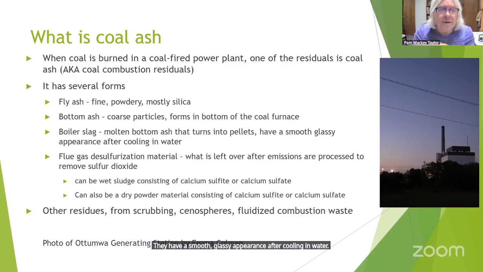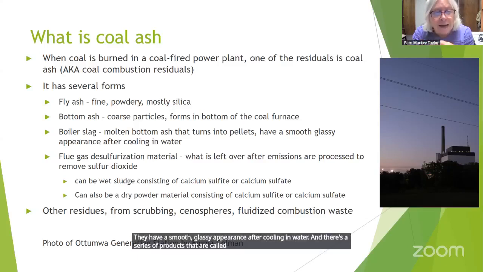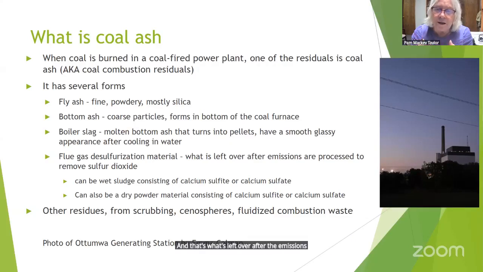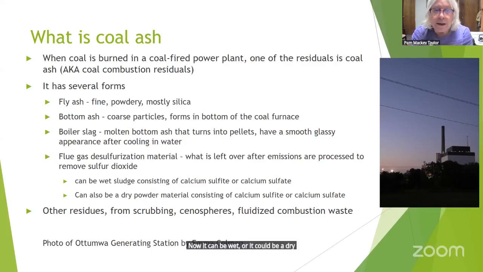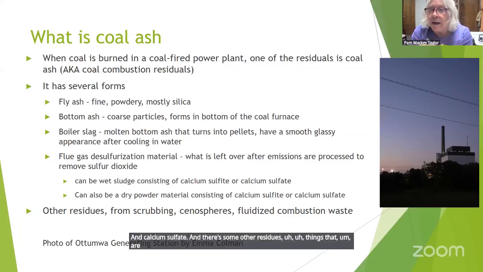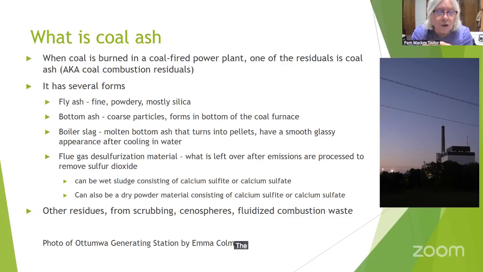And then there's a series of products that are called flue gas desulfurization material. That's what's left over after the emissions are processed to remove sulfur dioxide. Now, it can be wet or it could be a dry powder, but it's calcium sulfite and calcium sulfate. And then there's some other residues, things that are pulled out of the air emissions after scrubbing: cenospheres, which are a spherical substance, or fluidized combustion waste.